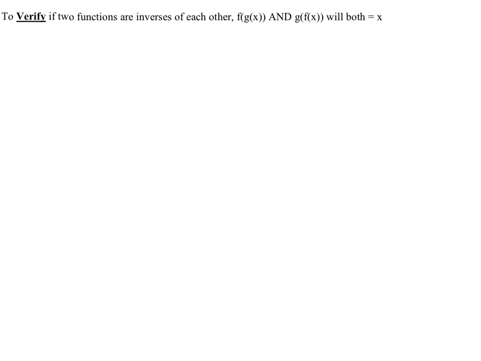Alright, now, another thing I would ask you to do, and I don't think this is in your book, but we're going to be doing this anyway: verify if two functions are inverses of each other. And to do that, you're going to take f of g of x, which just means I'm going to plug this function into that function, and g of f of x, which means I'm going to plug the f function back into the g function. And if I simplify both of those, they will both equal x. So let me show you what that looks like.